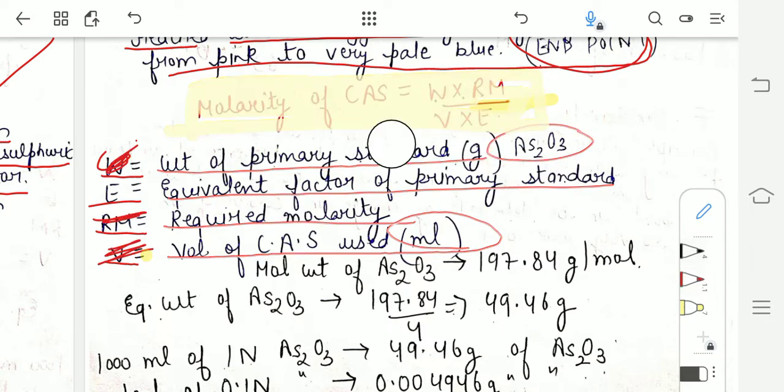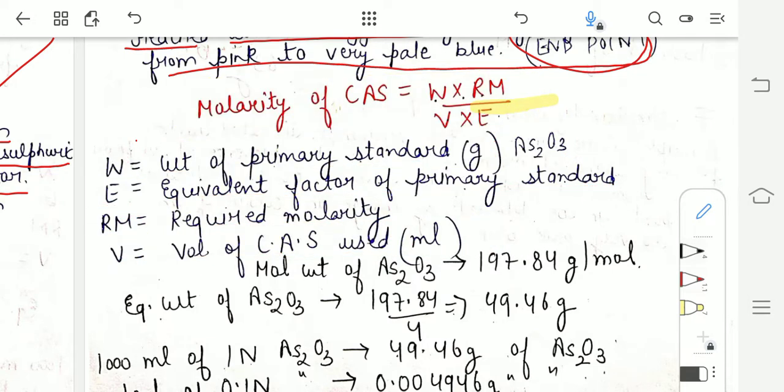The main thing over here which we need to understand, and I've already explained that a lot of times, but I will tell that again, is the equivalent factor E, which is the equivalent factor of primary standard. Primary standard is our arsenic trioxide. It means how many grams of arsenic trioxide will react with 1 ml of our solution, which is ferric ammonium sulfate. I will repeat again. Equivalent factor means the grams of arsenic trioxide that will react with 1 ml of ferric ammonium sulfate. So in order to know the grams of arsenic trioxide, we firstly need to know how many grams of arsenic trioxide are present in 1 ml.